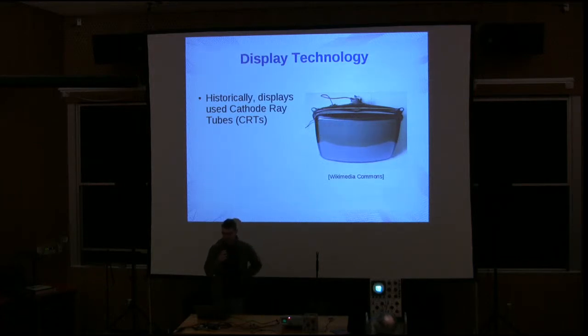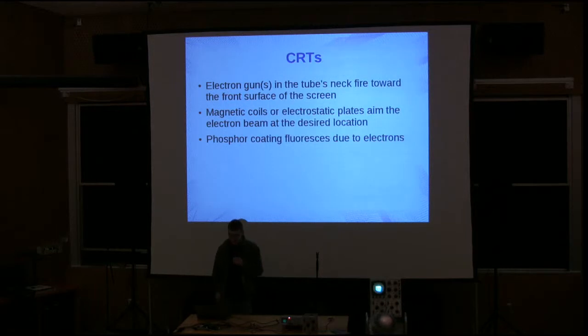To start, we need to get some more background on how displays work in general. Historically, the display device that's most commonly been used in computers and televisions has been a cathode ray tube. The basic idea is that you've got an electron gun or electron guns in the tube's neck. They fire at the screen, which is coated with phosphors. When the electron gun hits the screen, that area of the screen illuminates, and you can use that to vary the brightness, draw images, various things.